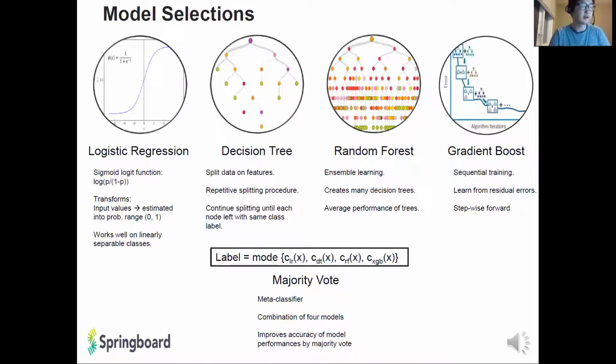And then the fourth one is the gradient boosting model. It's a type of sequential training model in a stepwise forward fashion. What it does is learn from the mistakes of the previous model, and then keep iterating to minimize the residual error and improve the accuracy of the model. My final model is a majority vote classifier, according to some machine learning textbook. Basically it is a meta classifier. I combined all 4 models and improved the model performance by taking a majority vote, the majority prediction made for each observation.